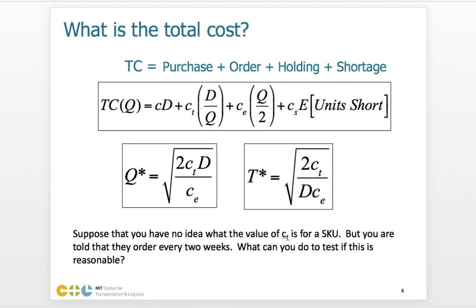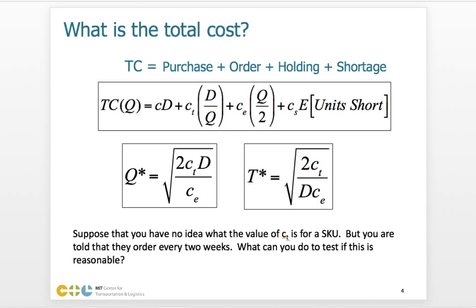The purchasing cost is straightforward. The ordering cost can confuse people: D over Q is simply the number of orders you're expected to place within a time period, typically a year. We look at an infinite horizon, and we say per year, essentially.